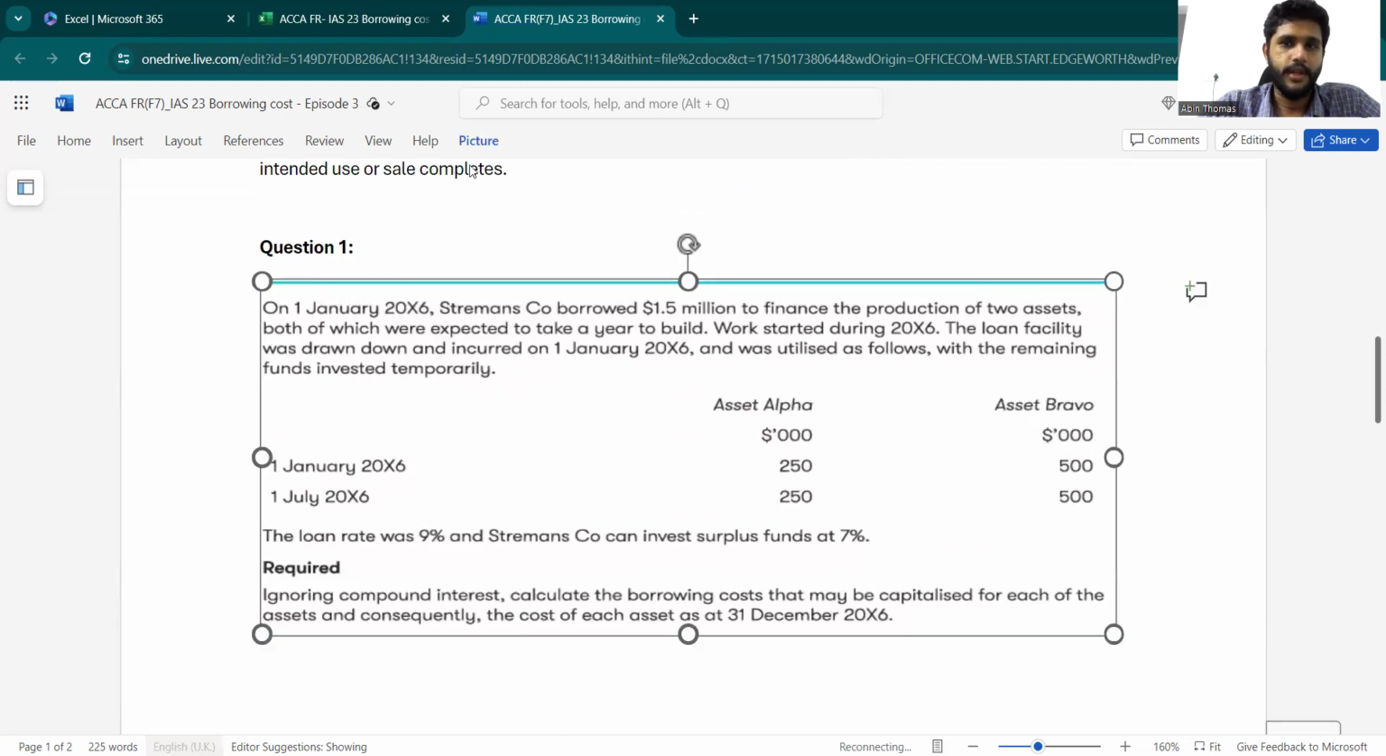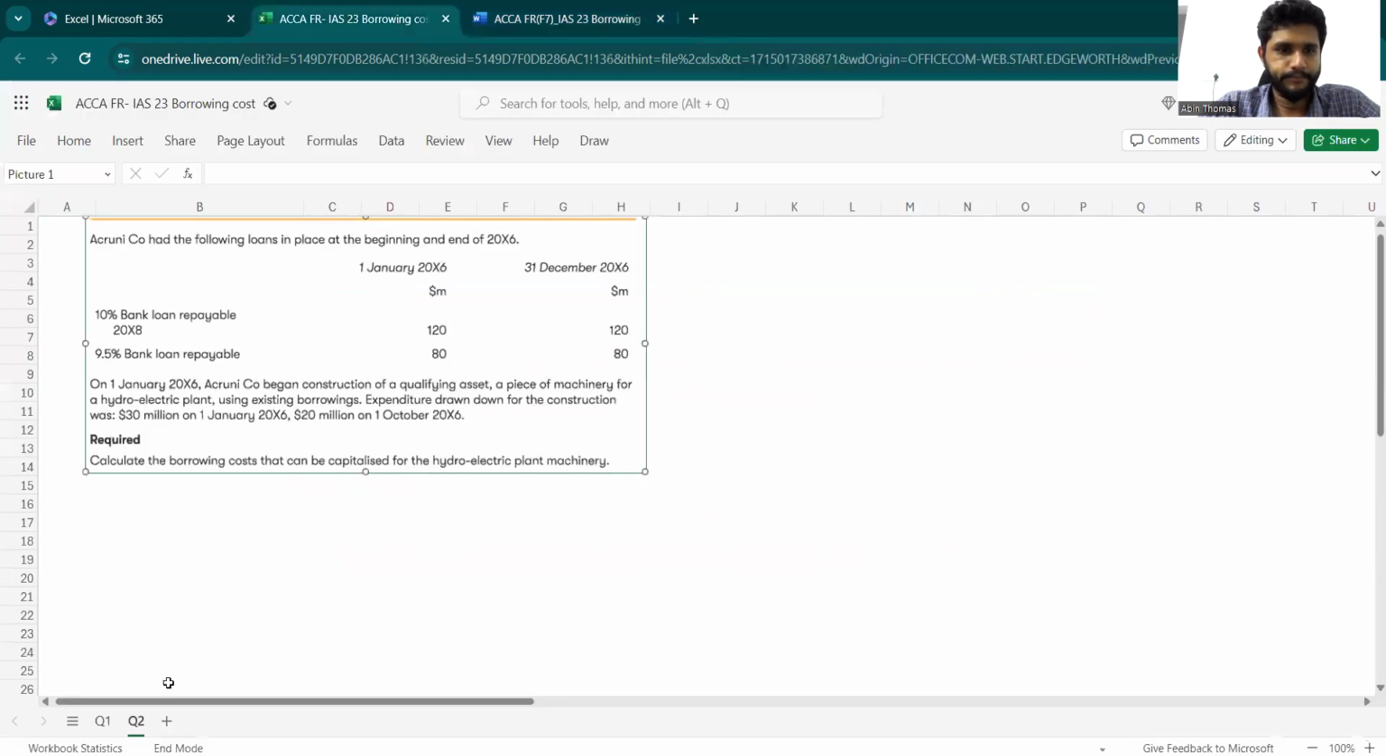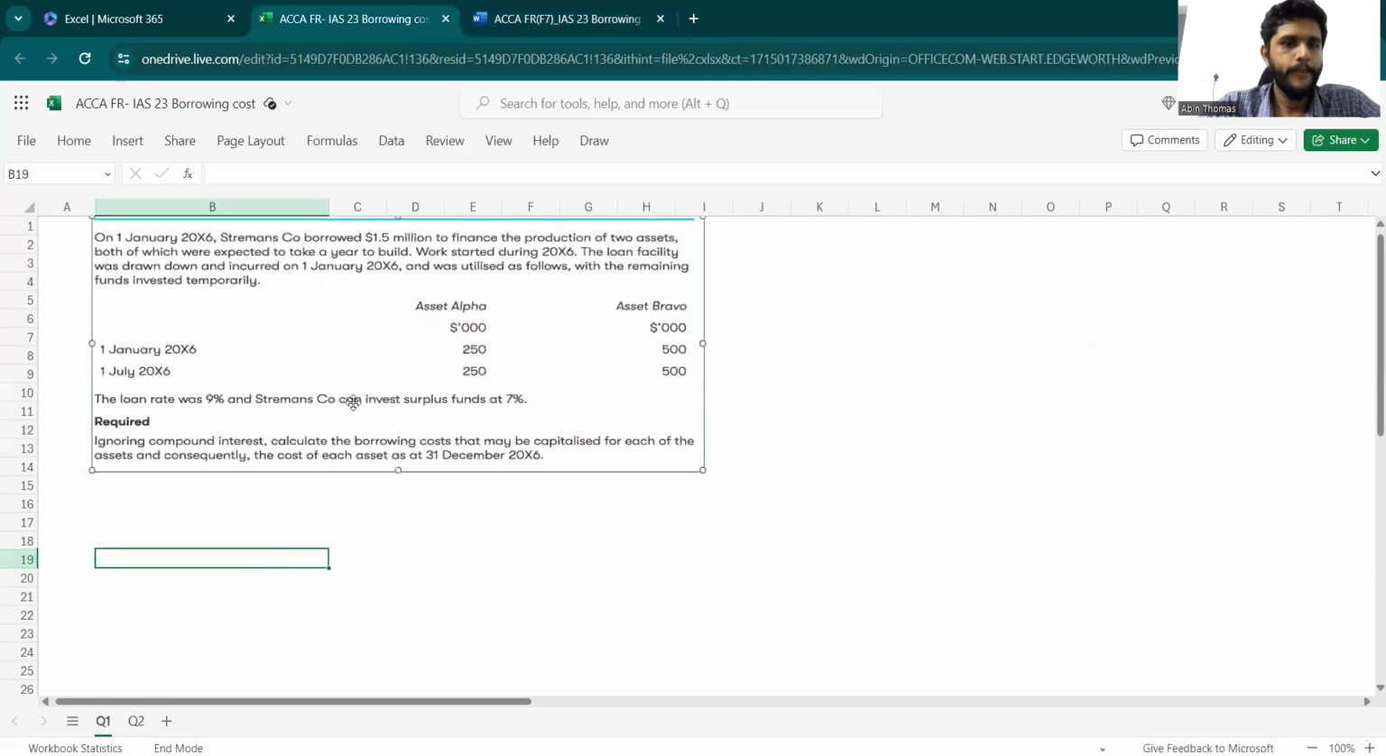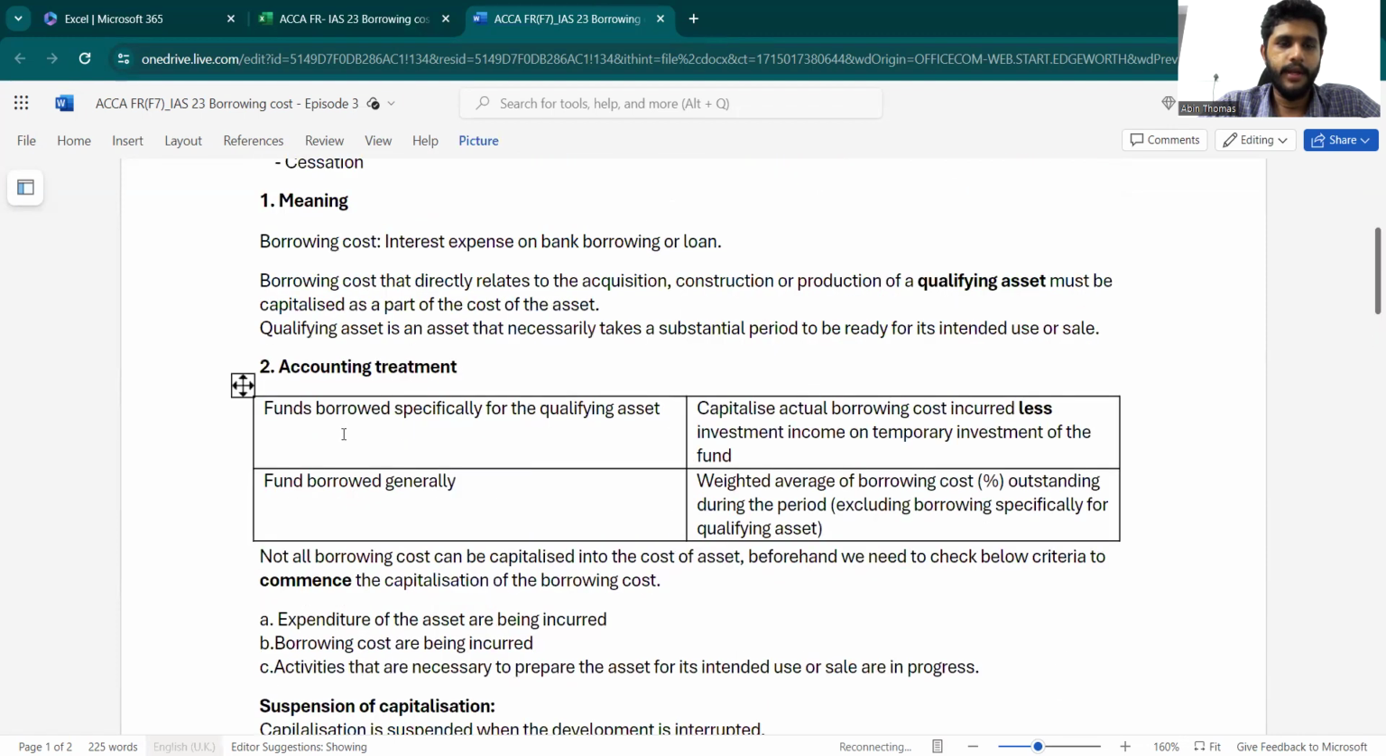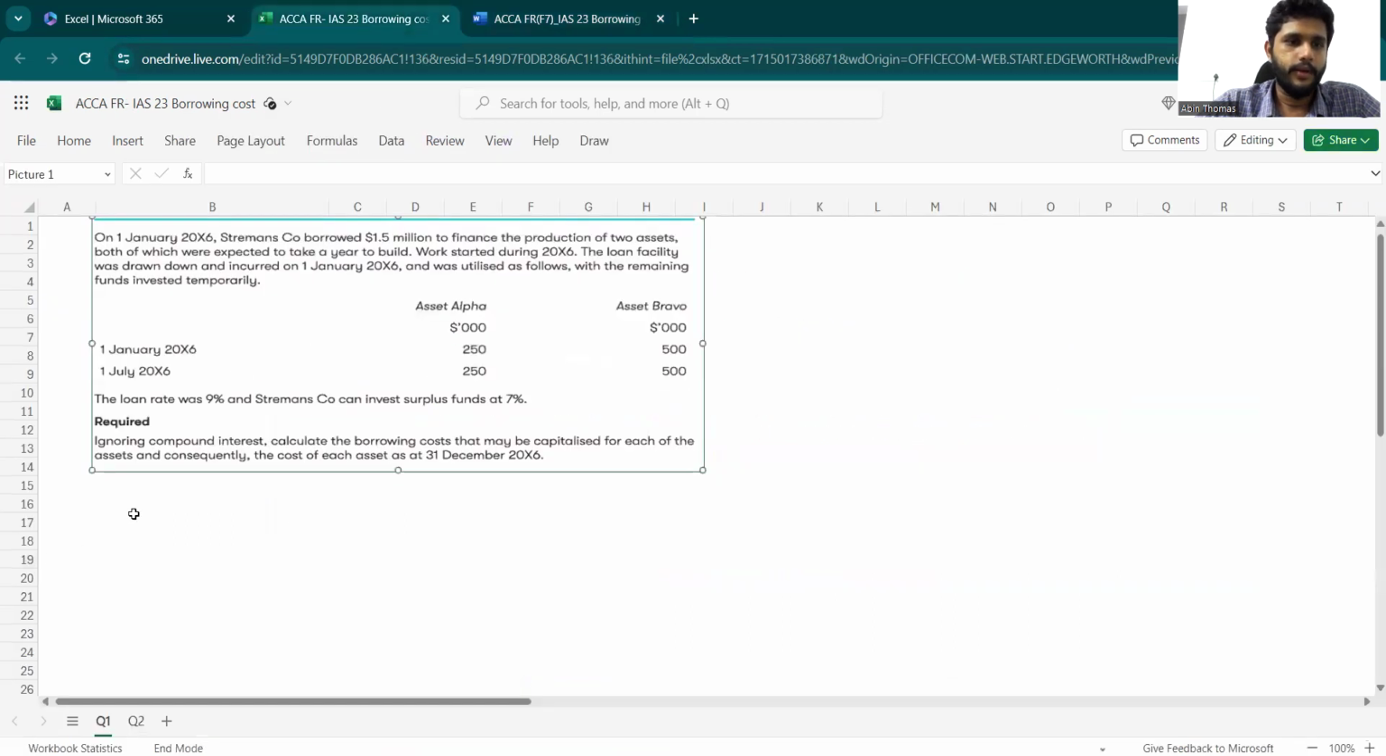See the first question. Let me move to the Excel sheet. So this question is regarding our first method in the accounting treatment, that is funds borrowed specifically for the qualifying asset. When we borrow the funds specifically for the qualifying asset, which rate should we use? The capitalized amount is the actual borrowing cost incurred. That is the actual interest expense that is incurred for that specific loan. So moving to our question.